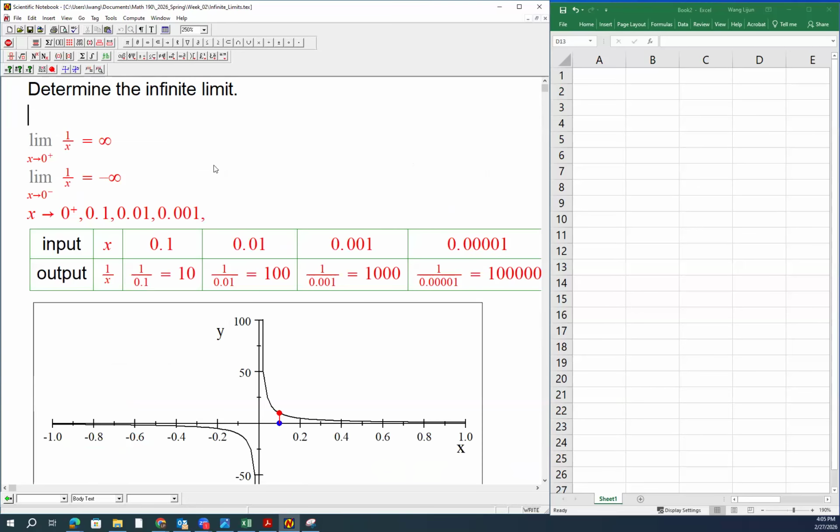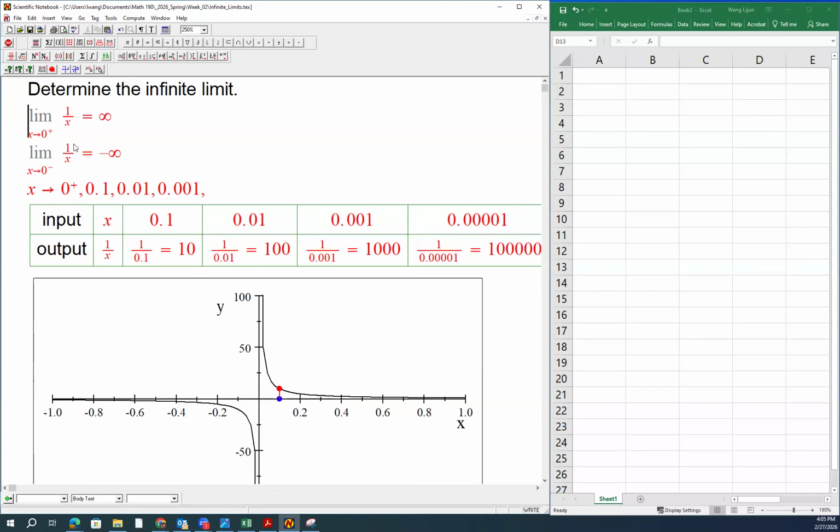To get started, we like to see that the simplest model of all infinite limits is 1 over x. We claim that as x approaches 0 from larger than 0, the output is infinity, meaning it can be as large as possible. Well, as x approaches 0 from the negative side, from smaller than 0, 1 over x approaches negative infinity. What does that mean, right?